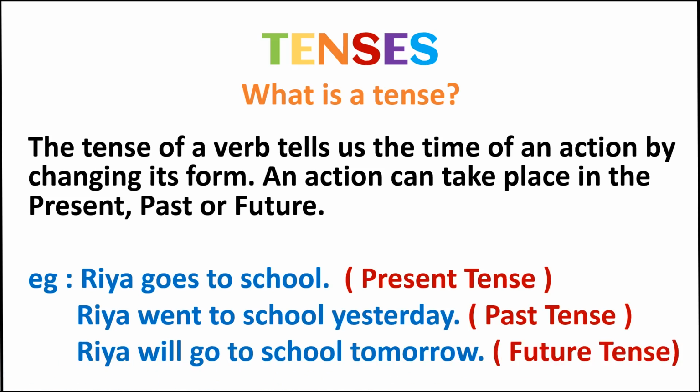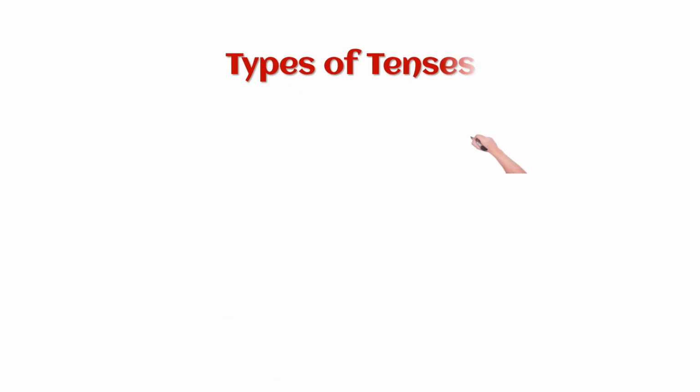And Ria will go to school tomorrow. So here she will go. So the action she will do. That is why it is future tense. Now let us learn about the different types of tenses.